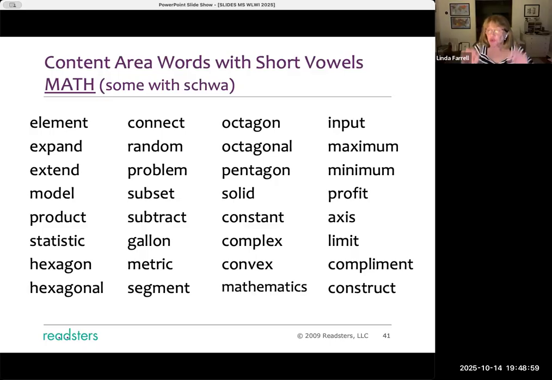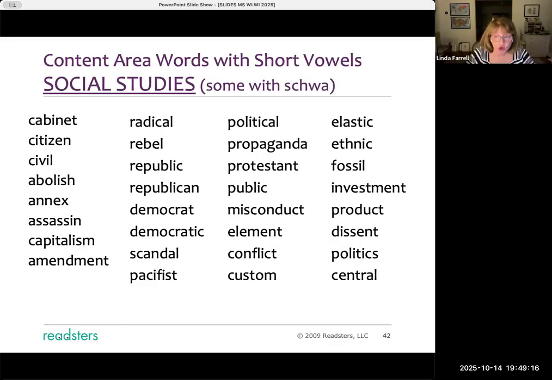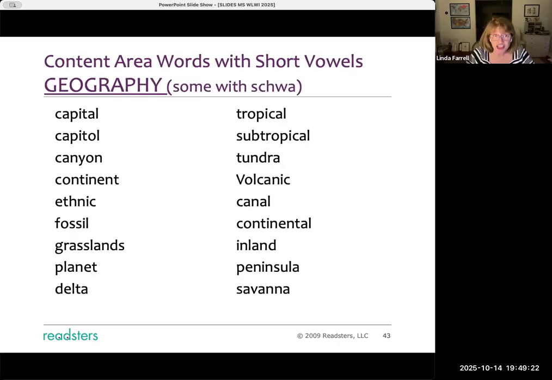Well, I just want to show you, once you've got closed syllables and schwa, there are so many sophisticated words you could read. These are math content words. Keep going. These are social studies content words. Keep going. These are geography words. Keep going. And these are science words.